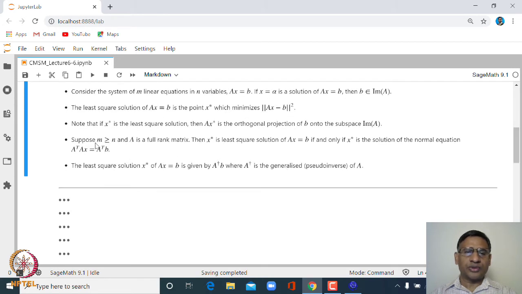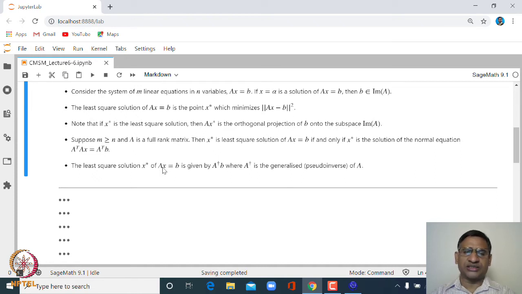One can also obtain this least square solution, namely x star, as a solution to Ax = B, but since A may not be an invertible matrix, what we need to do is find the generalized inverse of A and then multiply by B. Notice that if A is invertible, the solution x is A inverse B, but even if A is not invertible, then we can find its generalized inverse.